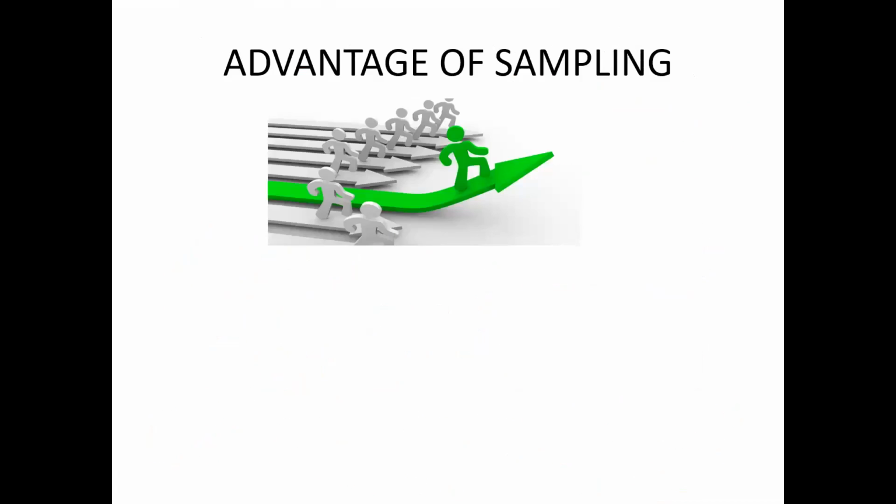So now next, moving on to advantages of sampling. The first advantage is that the cost of the investigation will be reduced. For example, you do a survey in India. You can't take the whole of India. At that time, your cost will get increased. So sampling will help you to reduce the cost.